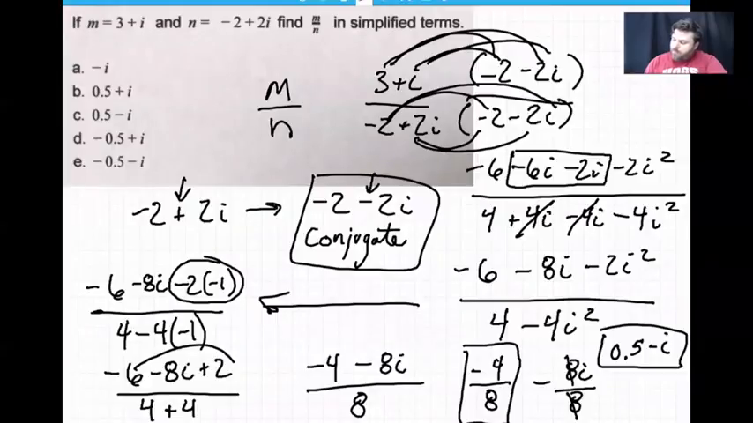Sorry, negative 1/2, because there's a negative 4 divided by 8. So negative 1/2 minus i. Answer choice E is going to be correct. All right.